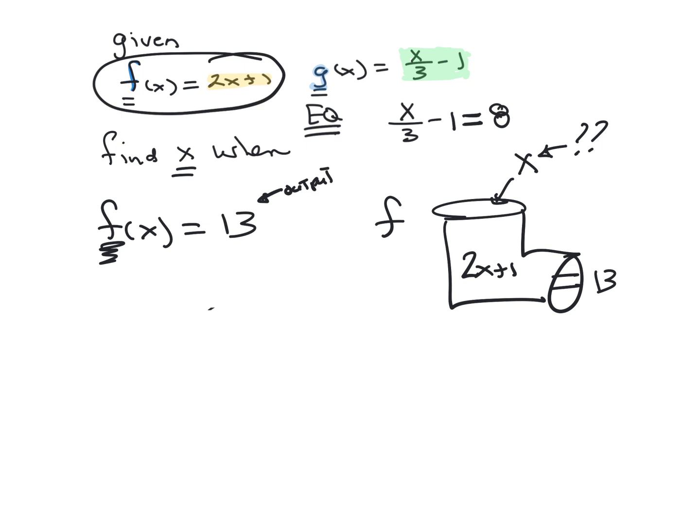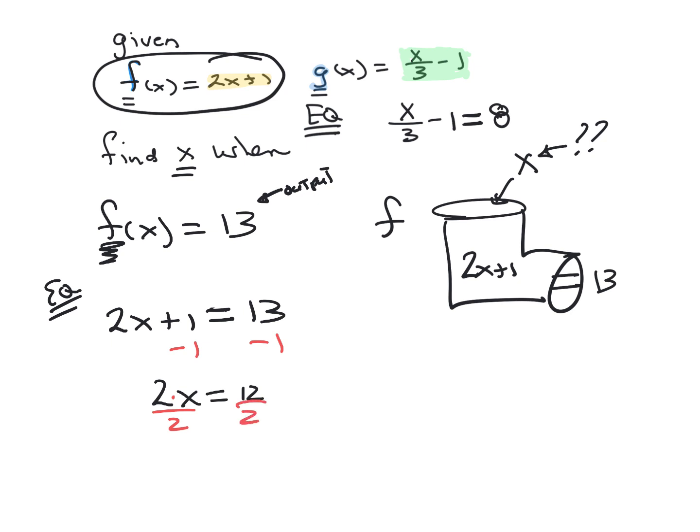So we're going to set up an equation, and we're going to say the rule is 2x plus 1, and we want to get 13 out of that rule, or out of that machine. Once we develop that equation, then we can use our algebra skills to solve. We can undo adding 1 by subtracting 1. And then we can undo multiplying by 2 by dividing by 2. So 6 is going to be the input necessary to get 13 out.